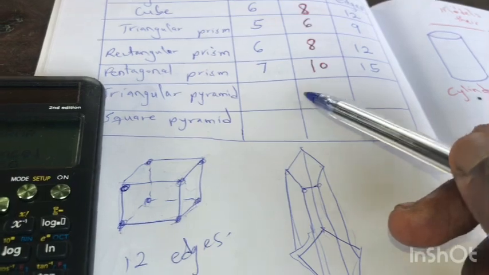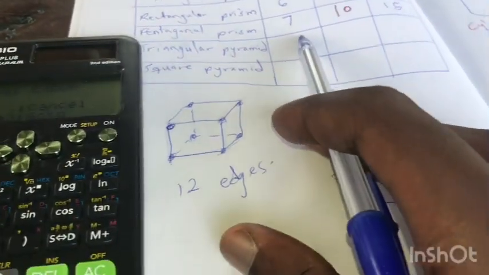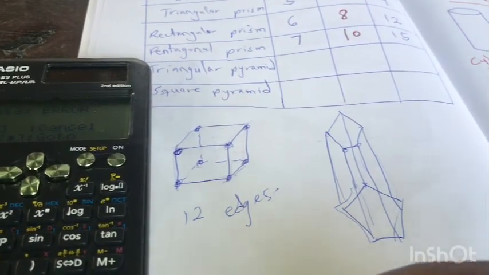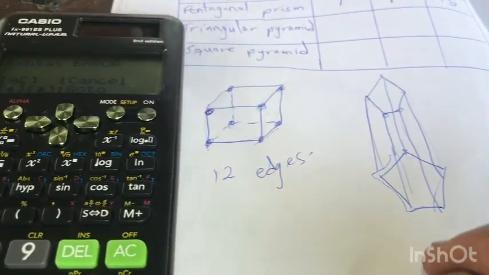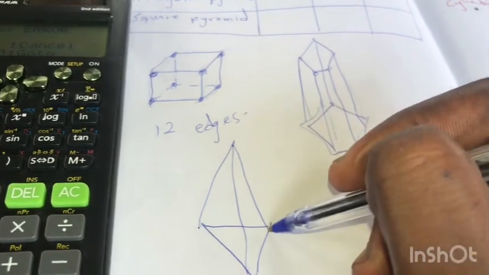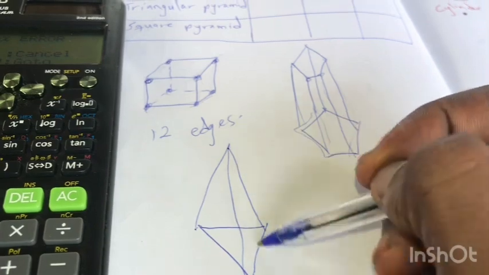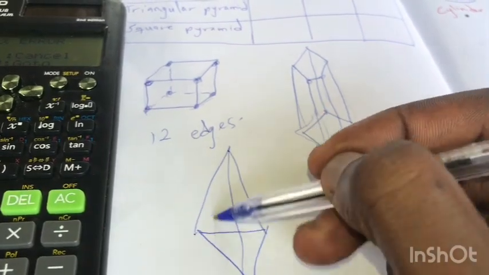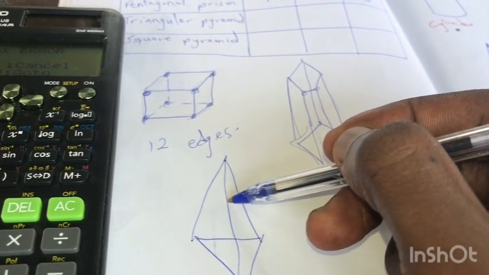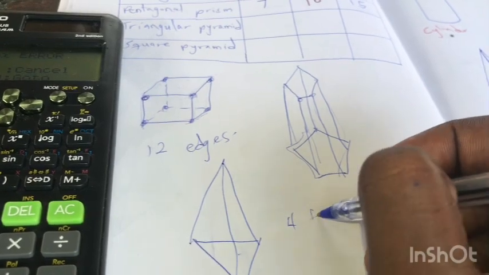Now this question asks us to fill this table for the triangular pyramid. So let's try and draw a triangular pyramid. Please remember the pyramid: it has a base like this and an apex. How many faces does it have? You can see this side 1, this side 2, the back 3, and the bottom 4. So 4 faces.